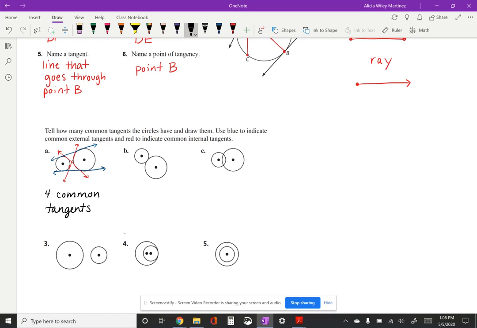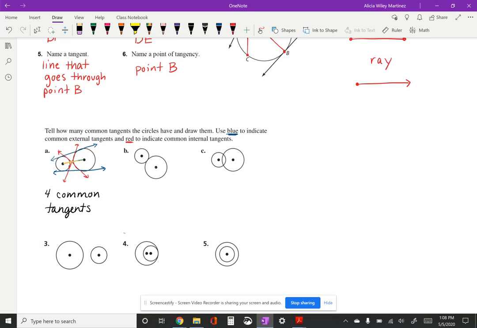And just like the directions said, I did the internal tangents in red and I did the external tangents in blue. So I know that these ones in red are common internal tangents because they intersect that line that would connect the two centers of the circle. So it's not a bad idea to draw that line that connects the two centers so that you can do that comparison.